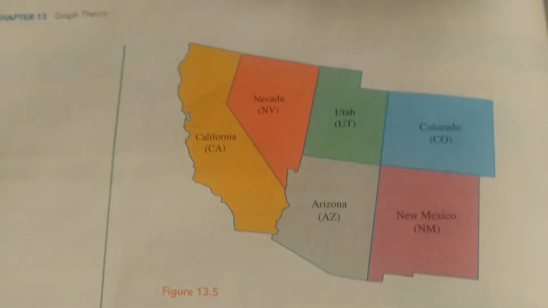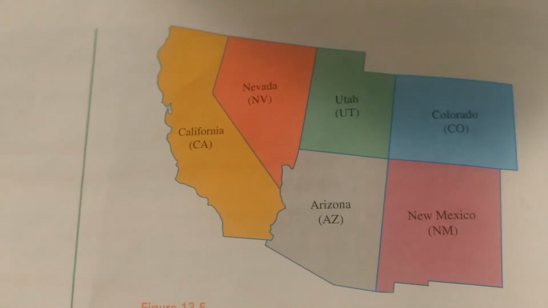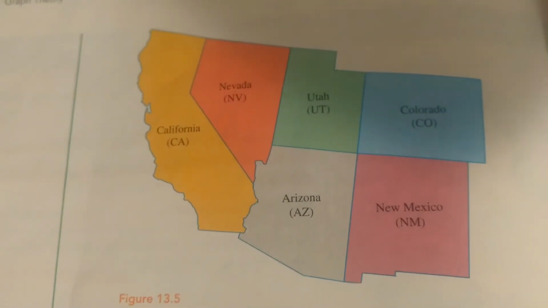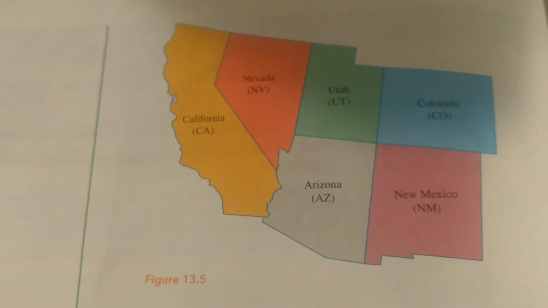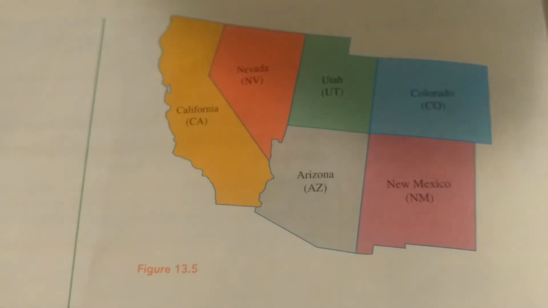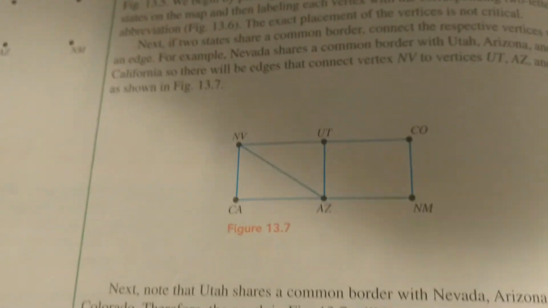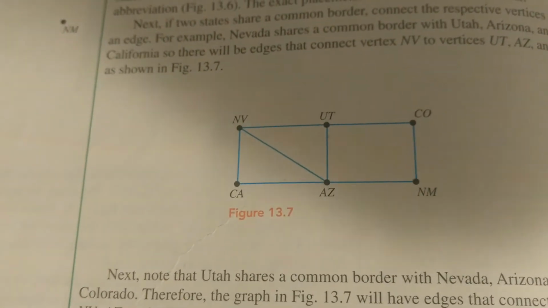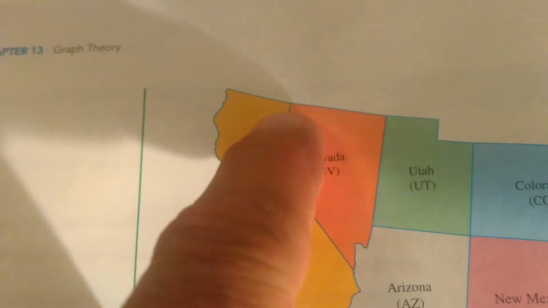So we'll go over to 804. Here's the diagram here, or the map. You can see we have California, Nevada, Utah, Colorado, Arizona, Mexico. So what it's asking us to do is to basically connect wherever it touches a common border. So, for instance, if we look at this, here's the diagram we get. Okay? So when we look at Nevada, Nevada touches California here.